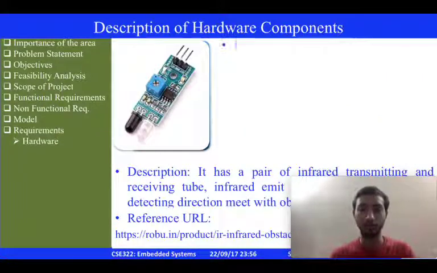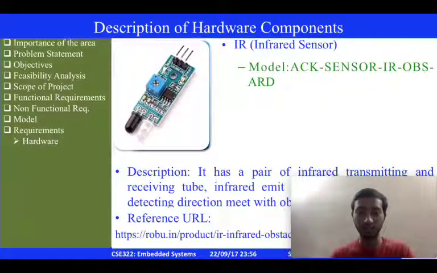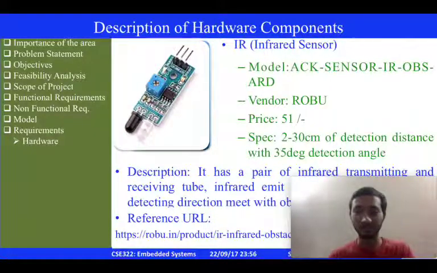Next is the infrared sensor, in which there is an emitter and a receiver. A signal goes from the emitter to the receiver, and when there is a blockage of the signal, it raises the alarm. The model number is ACK sensor IR OBS ARD, and the vendor is Robu. Price is 51 per piece, and the specs are that it detects intrusion at 2 to 30 centimeters with an angle of 35 degrees.